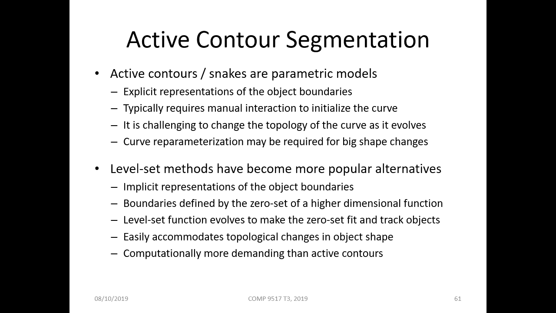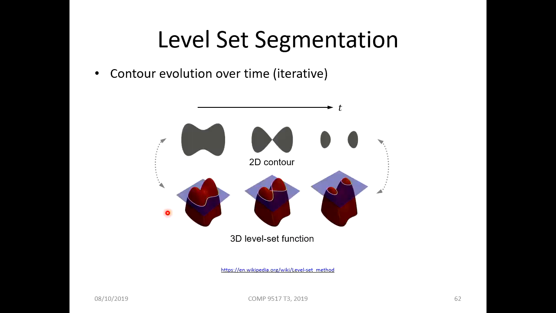This is why these techniques are not that popular anymore, and people started to use what are called level set methods, which I would say are a more sophisticated way of doing active contours, by using not explicit but implicit representations of the contours. I'm going to show you on the next slide what I mean. But just in words, you are representing the boundaries of the objects by the zero set of a higher dimensional function. Actually, maybe I should show it immediately. That makes it a bit more clear.